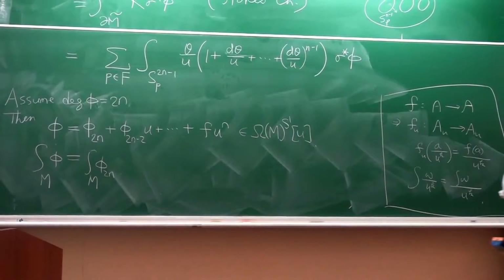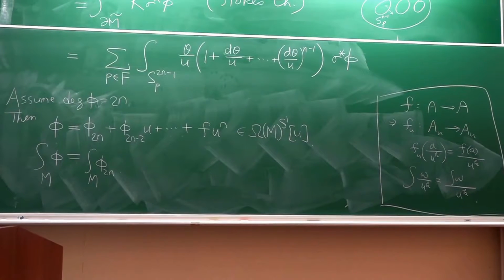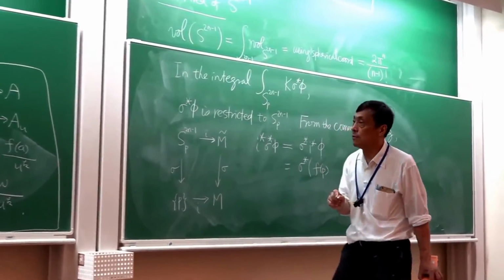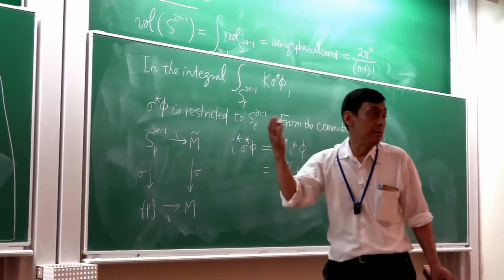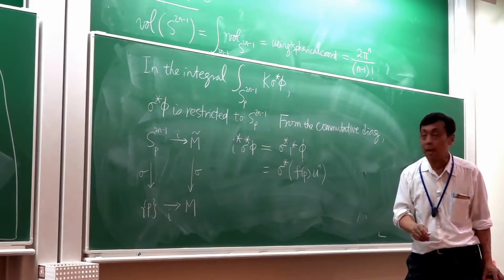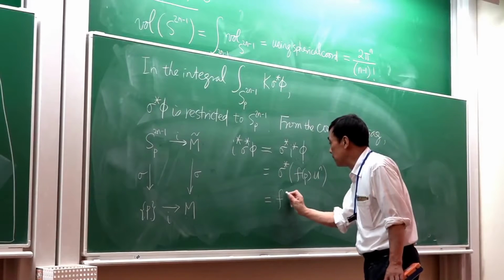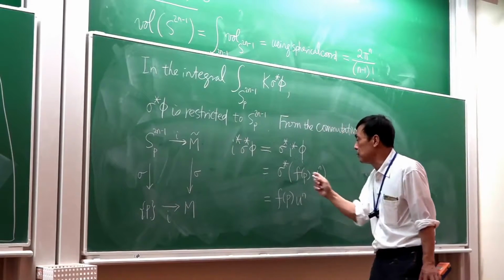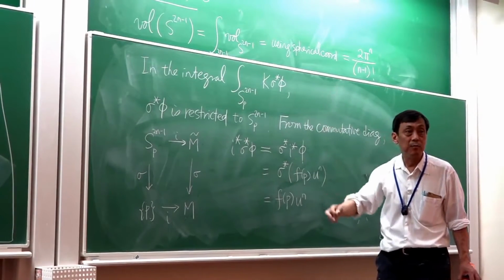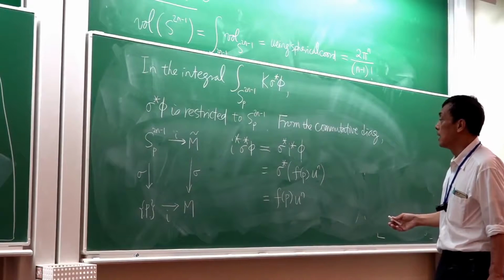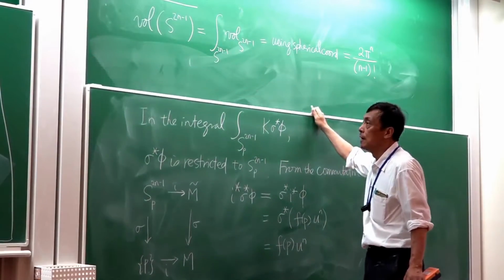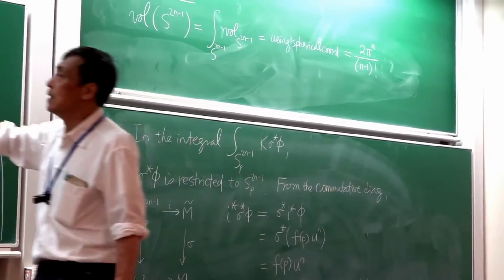Okay? So this is sigma star of f of p. You evaluate f at p, and then you still have your u to the n. Okay? And this is f of p, u to the n, because when you pull back, u doesn't do anything. And the constant pulls back to a constant. Okay? And so the integral becomes easier.